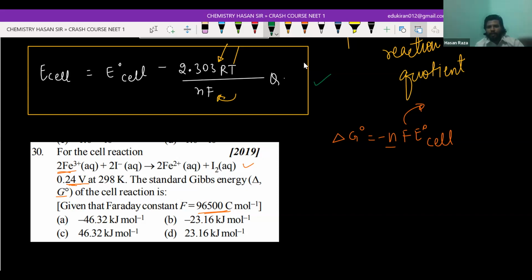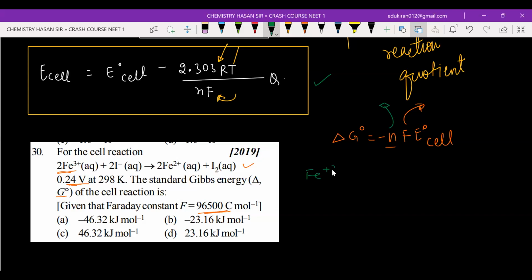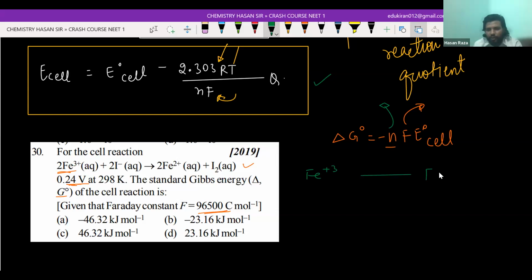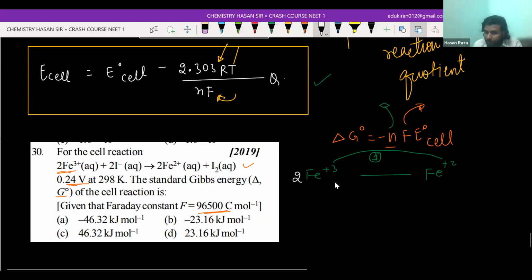The answer is not B. It's A actually. Let me show you. And number of electrons, how many have you taken, Muhammad Saifullah? You can see, 1. No, it will not be one. Fe plus 3 is going to Fe plus 2. So you can see the change in oxidation number is 1. But if you look at it, there is 2 Fe plus 3. So for 1 Fe plus 3, there is only one change, right? So for 2 Fe plus 3, you have number of electrons 2.